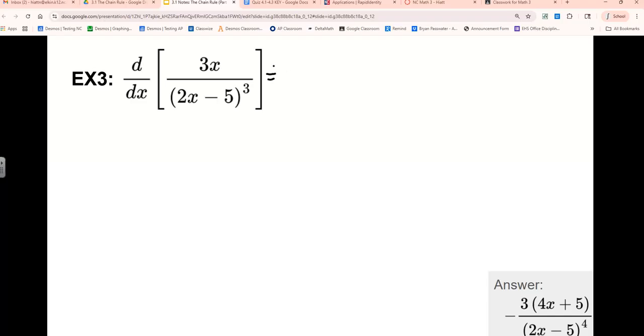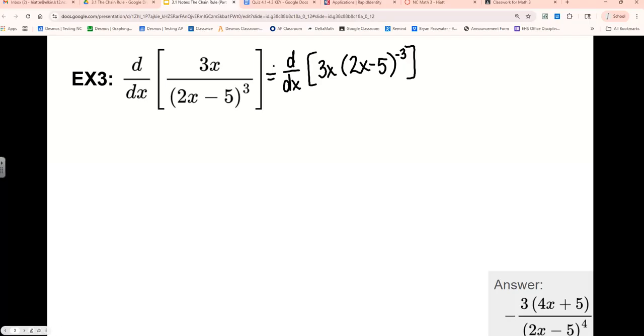All right. So, do you guys want to use product rule or quotient rule? Product? Okay, let's do product. So for product, we need to change it first. It's going to be 3x times 2x minus 5 to the negative 3 power. This one might actually be a little easier than the ones we've done before because we don't have fractions.